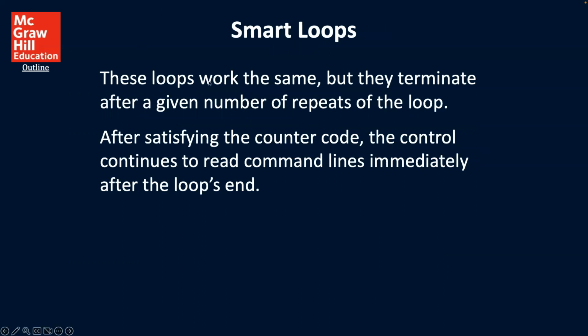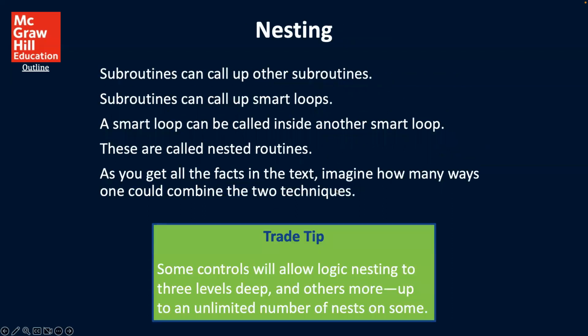For smart loops, these loops work the same, but they terminate after a given number of repeats of the loop. And after satisfying the counter code, the control continues to read command lines immediately after the loop's end. You can also have nesting, and so subroutines can call up other subroutines. Subroutines can call up smart loops. And so here we can get into some more elegant and complicated logic flow. A smart loop can be called inside another smart loop. These are called nested routines.